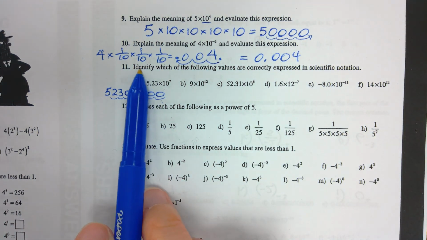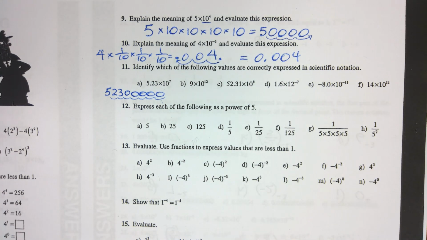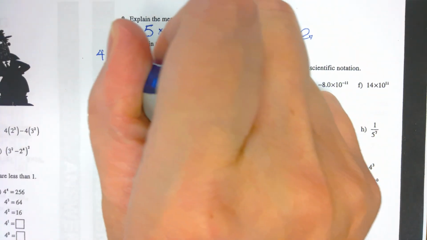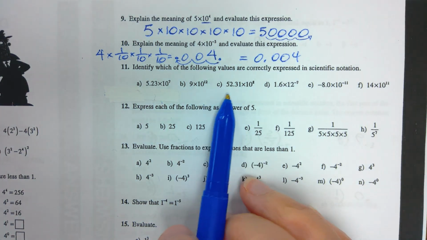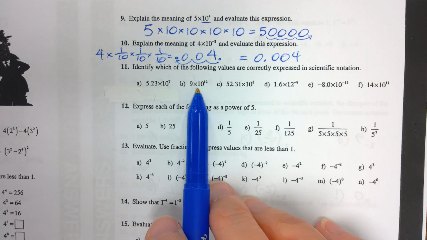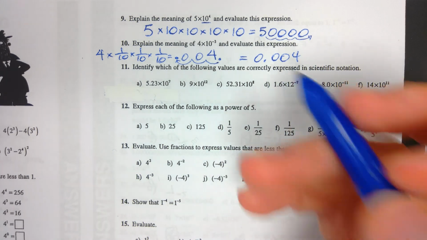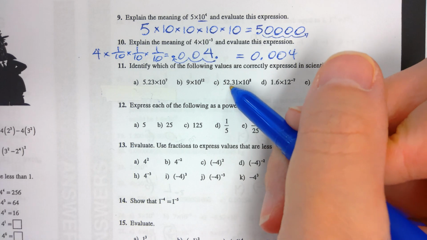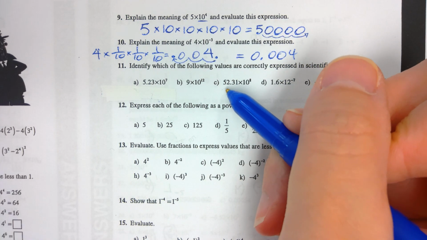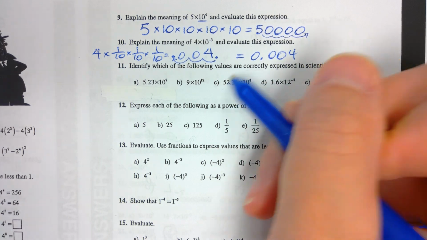Oh, sorry. Identify which of the following values are correctly expressed. My bad, I should read the question. Which ones are properly expressed? This one, yes. This one, yes. Why is this not? That'd be like a units place and there can't be 2 digits before the decimal. You put your decimal after one non-zero digit. So if I were to rewrite this properly, what would it be?